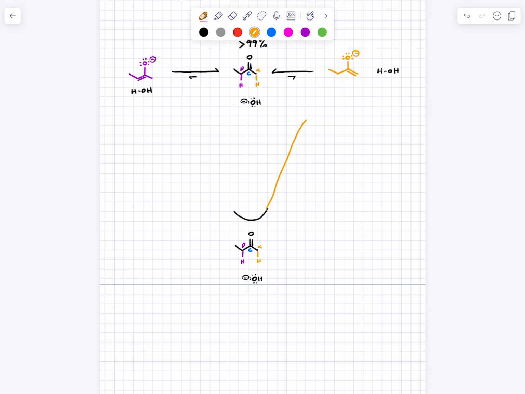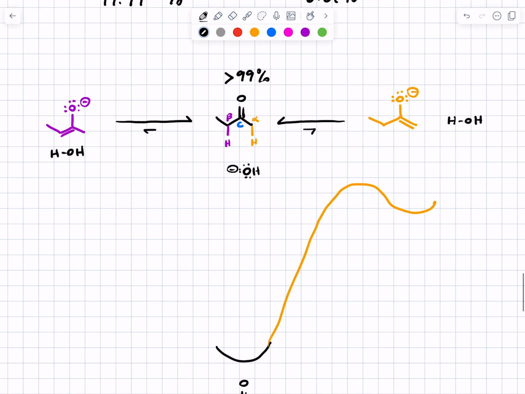Here is the pathway to the orange enolate, uphill in energy. And then the pathway to the purple enolate is also uphill in energy, but we need to think about how uphill in energy it is versus the orange enolate. So let's compare the stability of these two enolates. And to do that, I want you to think back to what you learned about alkenes in 351.